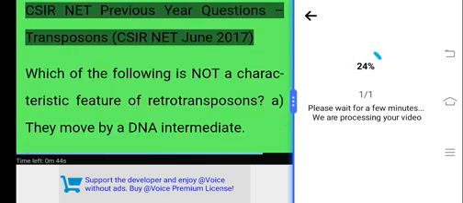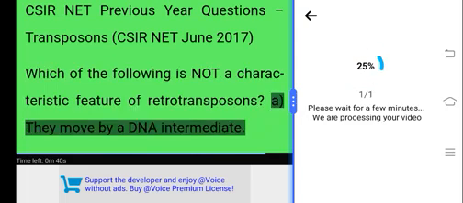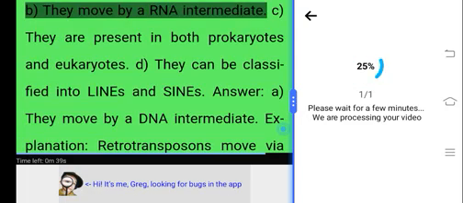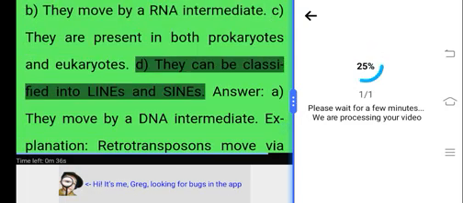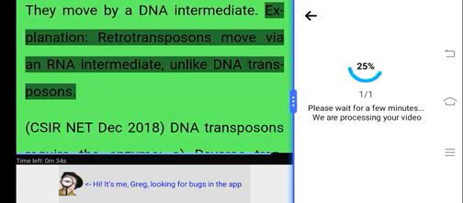CSIR NET previous year questions. Transposons. CSIR NET June 2017. Which of the following is not a characteristic feature of retrotransposons? A. They move by DNA intermediate. B. They move by RNA intermediate. C. They are present in both prokaryotes and eukaryotes. D. They can be classified into LINEs and SINEs. Answer. A. They move by DNA intermediate. Explanation. Retrotransposons move via an RNA intermediate, unlike DNA transposons.